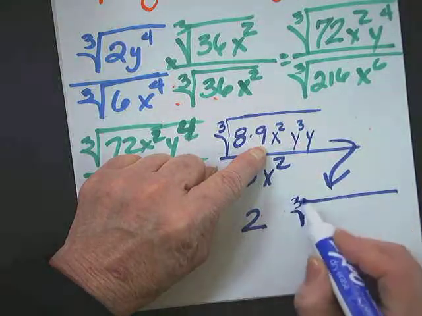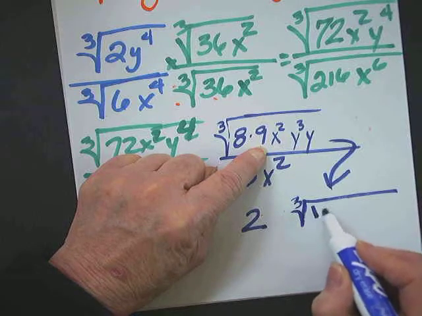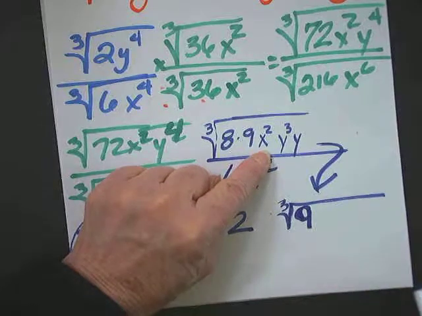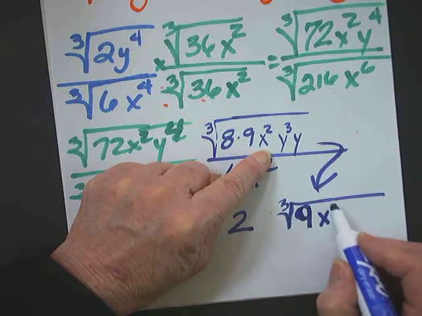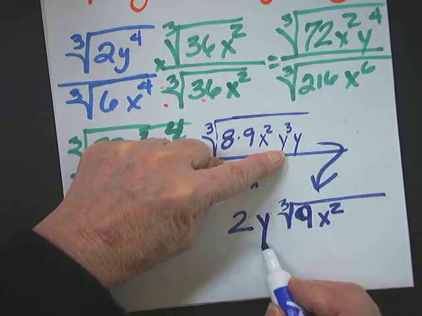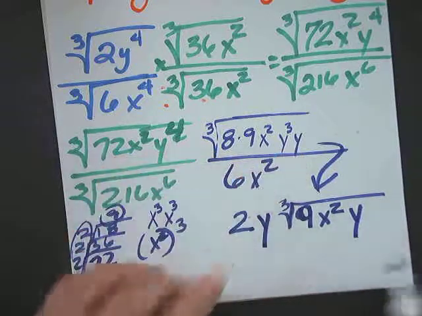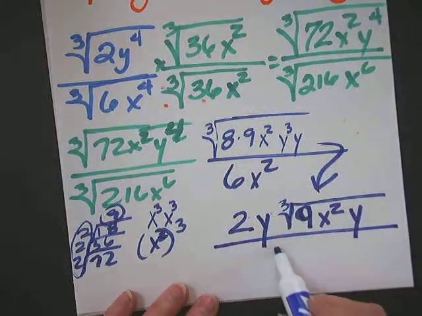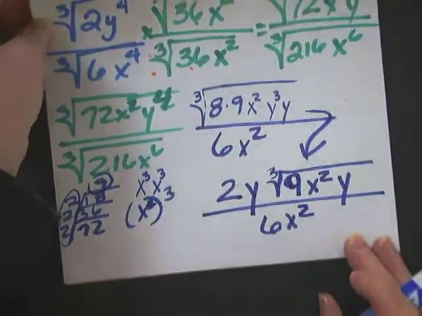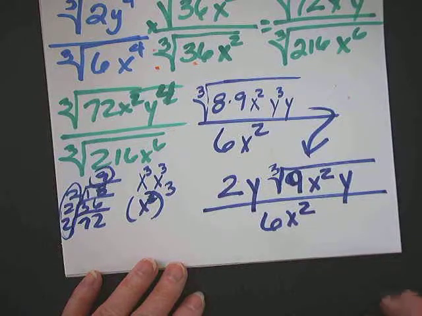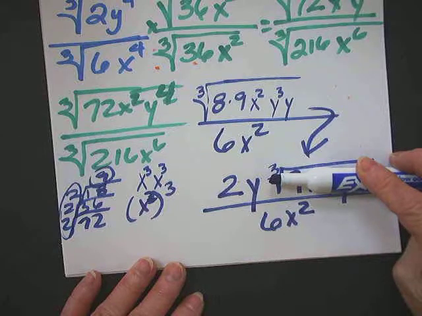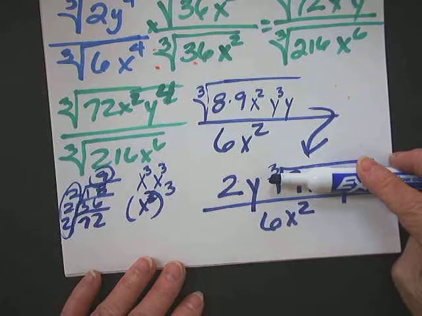Cube root of 8 is what? 2. That's coming out. The y will come out, so leave room for a y there. Okay. This came out as 2, the 9. These are cube roots, not just a square. Cube root of 9. That's going to be 9. Just make a big mess. And the x squared cannot come out, so we leave it under there as x squared. The y cubed will come out as y. 1 y stays under.